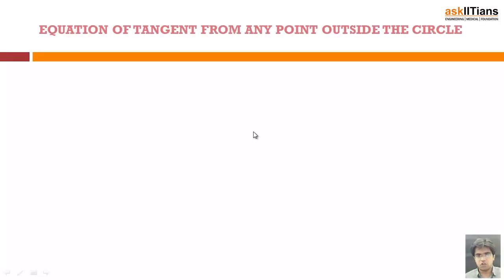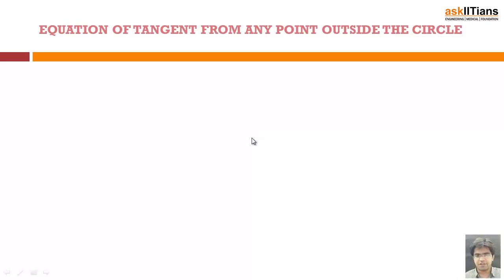Remember that we have already studied what T, S and S1 are. You have to carefully differentiate between these three things and not get confused. So let's start. Now we'll start with the equation of tangent from any point outside the circle.